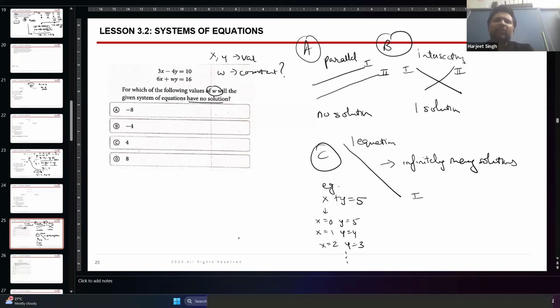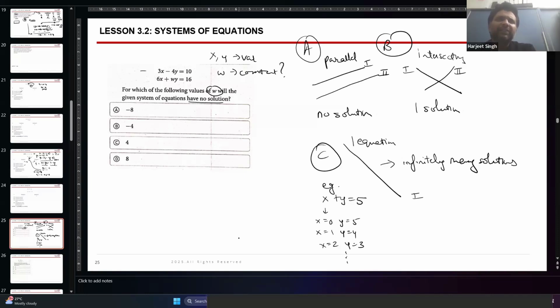So now, with this knowledge, can we solve this question? For which of the following values of w will the given system of equations have no solution? What do you think? No solution means parallel lines. Could we go through this question? I'm not really sure.